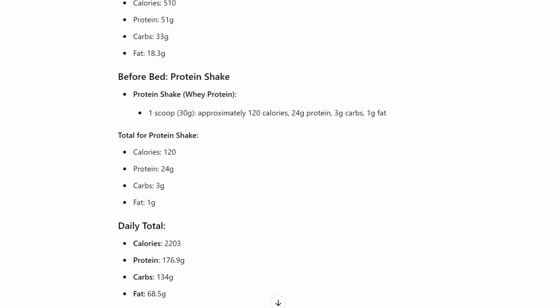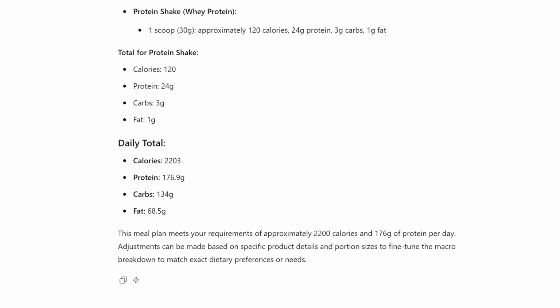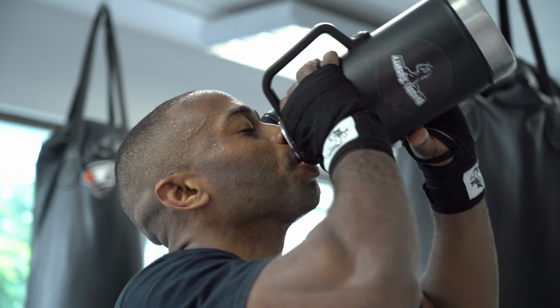So the daily total number of calories looks bang on. It's 2203 with 176.9 grams of protein. Simple as that. Now you have seen how easy it is to develop your own fat loss meal plan, and you can also include the foods that you like to eat in the meal plan so you feel more satisfied and you can stick to this diet long term. The only additional thing that I would recommend you to do on top of the meal plan is to keep yourself hydrated. I would recommend you to drink at least 2 to 3 liters of water every day.